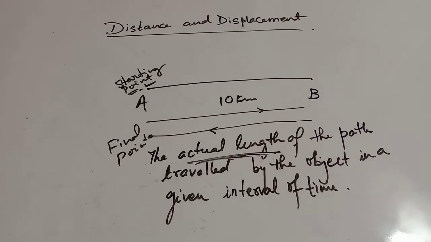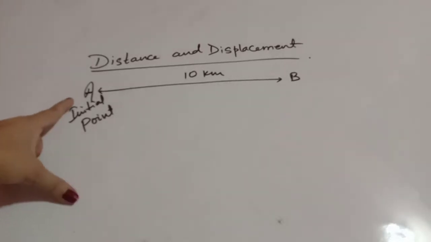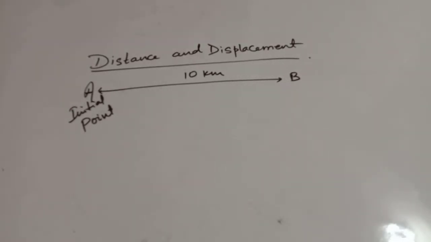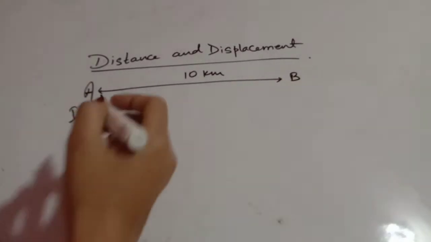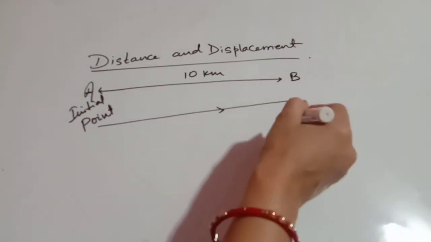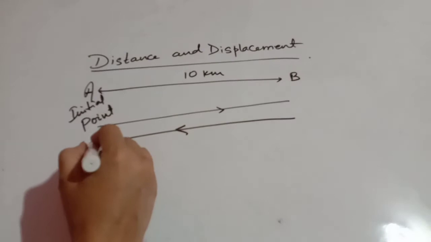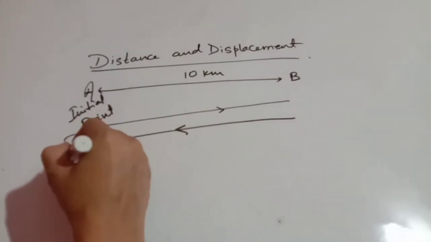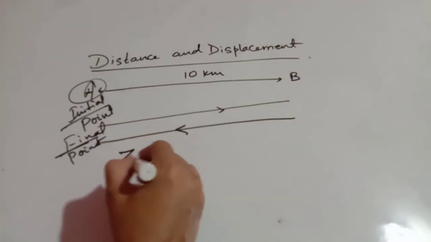Now understand the concept of displacement. So if there are 2 points A and B, and the distance between the 2 points is 10 km, an object starts from point A. So what will be the initial point to start? Always you have to notice the initial point is A. So the object starts moving from point A, comes to B, and again from B comes to A. So this is the distance traveled by the object, 10 plus 10. Where is the final position for the object? The final position is also point A. So when the initial and the final point are the same, then we can say the displacement is 0.